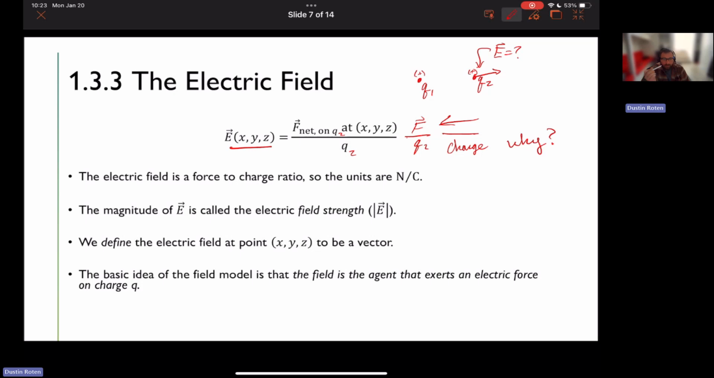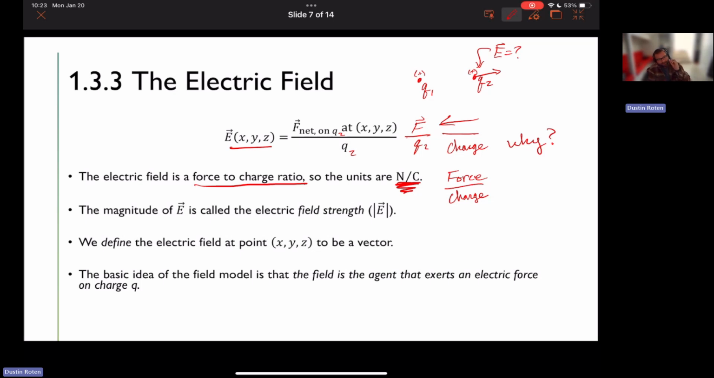But for now, we're just going to talk about this equation and sort of what goes into it and the units and things like that. So as you could probably tell, given what goes into this equation, the electric field is a force to charge ratio, right? So the units are newtons per coulomb. So you get some amount of force per charge, okay?